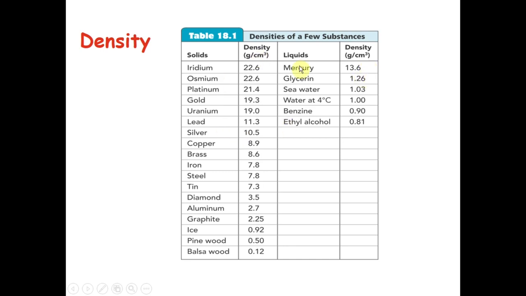Students are not required to memorize these numbers, but let's always try to memorize at least this one. Water at 4 degrees Celsius has a density of 1 gram per centimeter cubed. If you look at seawater, the density is slightly higher. And I hope you understand. I can explain that.